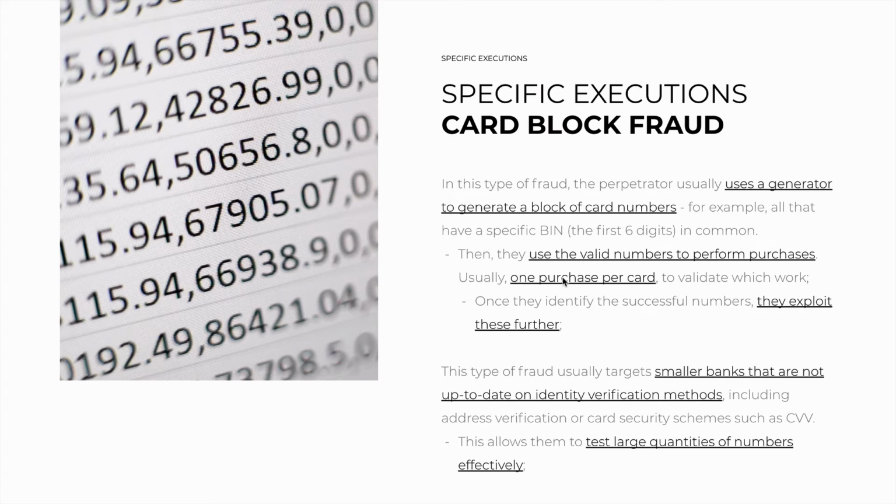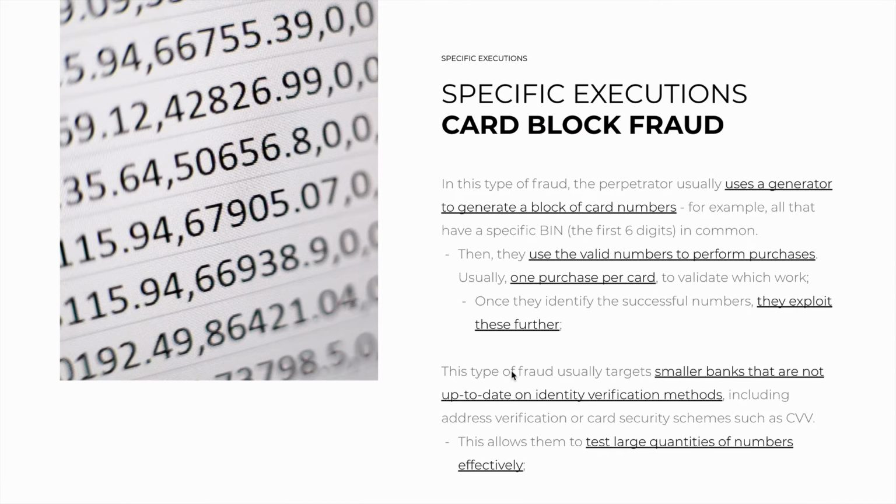Usually, they do one purchase per card to make sure that the number works in the first place. And once they identify the successful numbers, they exploit them further. From a programming point of view, it's almost similar to a password cracker. The fraudster has multiple combinations for the credit card number, and they just brute force their way until some of them work. And then they make use of those.